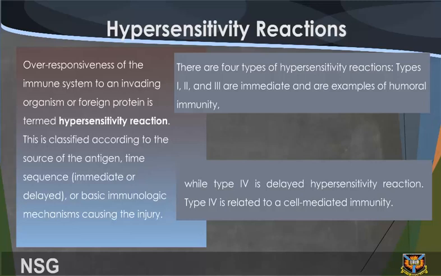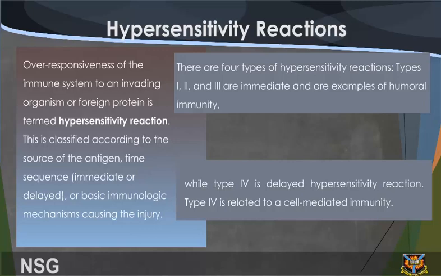Hypersensitivity reactions. Over-responsiveness of the immune system to an invading organism or foreign protein is termed hypersensitivity reaction. This is classified according to the source of the antigen, time sequence, immediate or delayed, or basic immunologic mechanisms causing the injury. There are 4 types of hypersensitivity reactions.